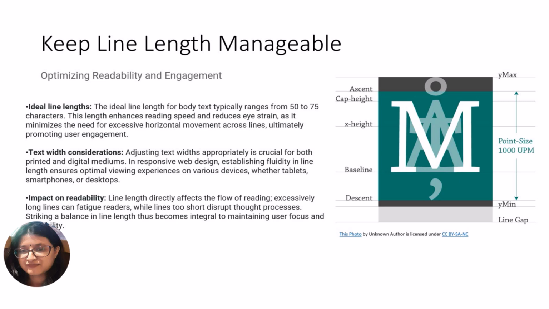Adjusting text width appropriately is crucial for both printed and digital mediums. In responsive web design, establishing fluidity in line length ensures optimal viewing experience on various devices, whether tablet, smartphone, or desktops. Impact on readability. Line length directly affects the flow of reading. Excessively long lines can fatigue readers, while lines too short disrupt thought processes. Striking a balance in line length thus becomes integral to maintain user focus and readability.